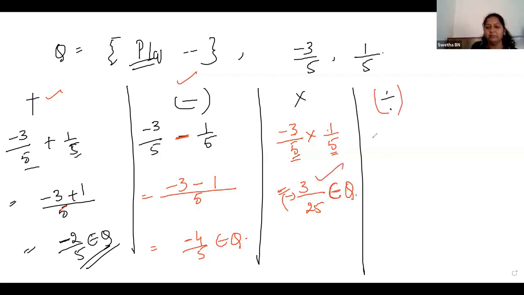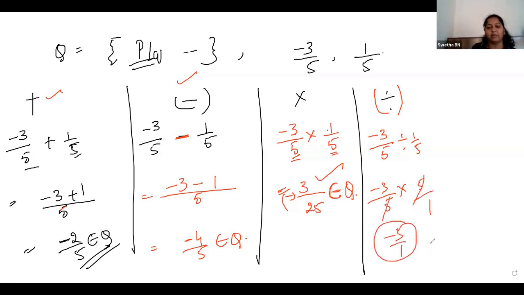Next, let us divide. -3/5 divided by 1/5. See, what is the rule, children? You have to change the sign. Take the reciprocal of the second fraction. Here we can cancel 5/5. So we get -3, and you will write that it belongs to Q.